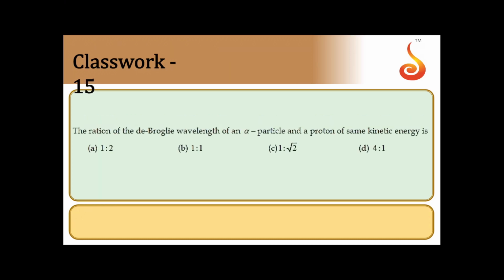We shall move on to next one. The ratio of de Broglie wavelength of an alpha particle and proton of same kinetic energy is. So, if both alpha particle and electron have same kinetic energy, what is their ratio of their de Broglie wavelengths? We know that lambda is equal to h divided by root of 2mK. So, when kinetic energy is constant, lambda is inversely proportional to root m, or lambda e by lambda p, which is what we need to calculate, should be equal to root of mp by me.